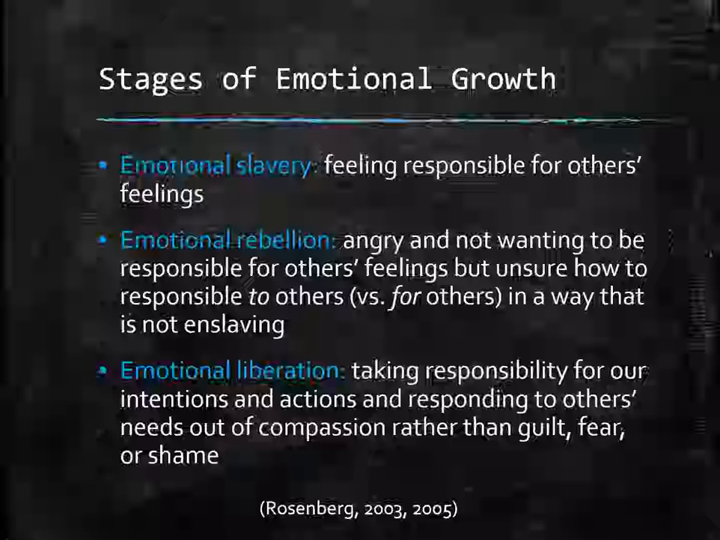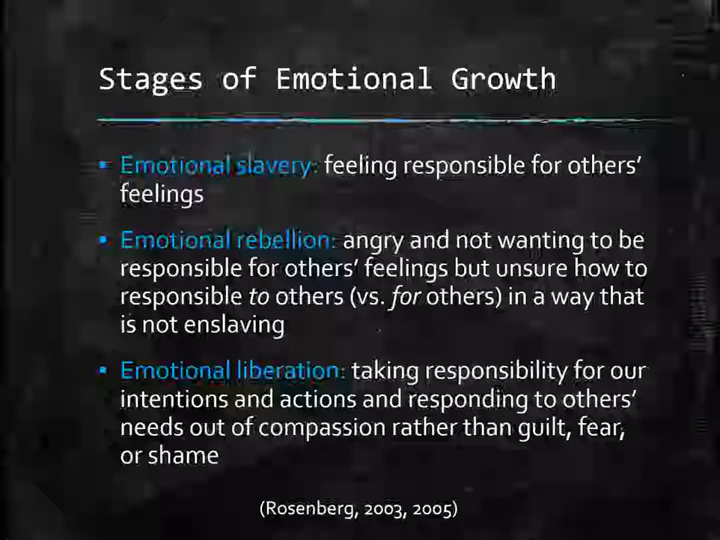So the way that Rosenberg talks about it, we can think about it in terms of emotional development. So when we're thinking about trauma, we might be thinking about it in terms of coping devices. And so when people have less mature coping devices that they're using, they haven't developed more mature coping devices yet, that would correspond with Rosenberg's emotional slavery stage. And this is where people feel responsible for others' feelings, and that can really weigh them down a lot. They're very worried about how other people are going to react, particularly if they believe that reaction is going to be threatening.